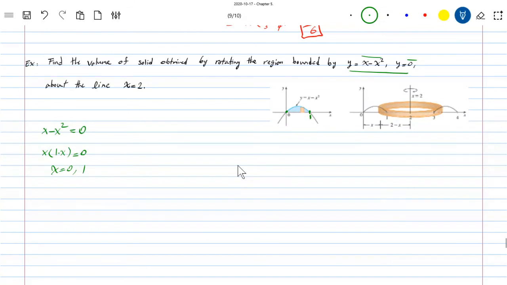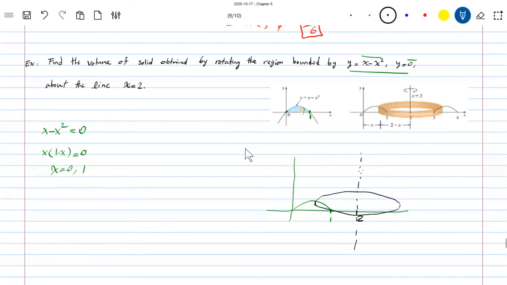If they had said to rotate this about the y-axis, then the radius would have been simply x. But now the question says, rotate this about the line y equals 2. So let me draw that. We have this function from 0 to 1, and we want to rotate this about the vertical line, sorry, x equals 2. Okay, so if we rotate this along this line, what you get is some cylindrical shape.